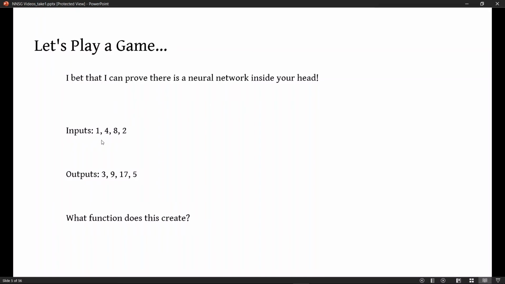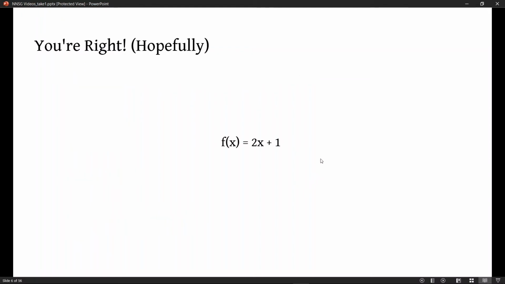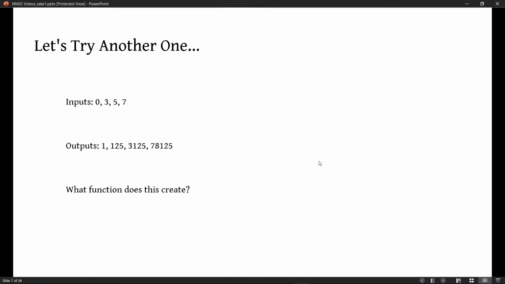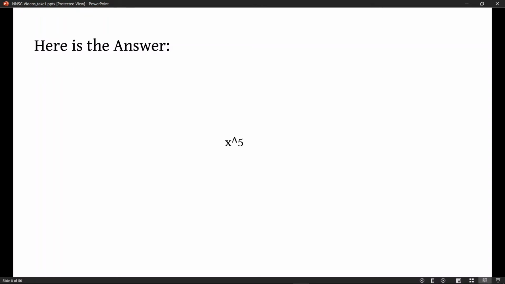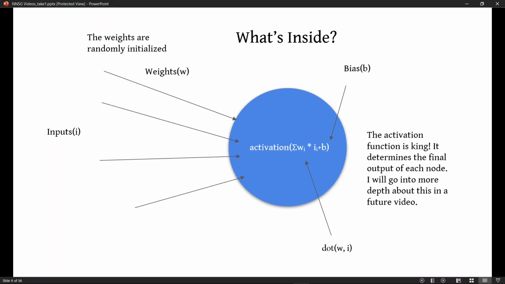Now when I look at this, I've observed that it's 1 times 2 is 2, plus 1 is 3, 4 times 2 is 8, plus 1 is 9. So it would be reasonable to assume that the function here is 2x plus 1. And I'm right. Here's another one if you'd like to try it. You can pause the video. The answer is x to the power of 5. But yeah, basically, your brain can do regressions, and neural networks can as well. More complex regressions, that is.